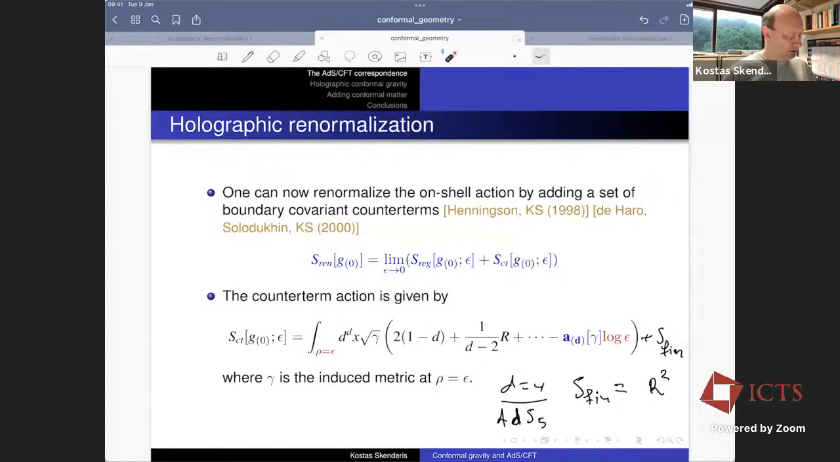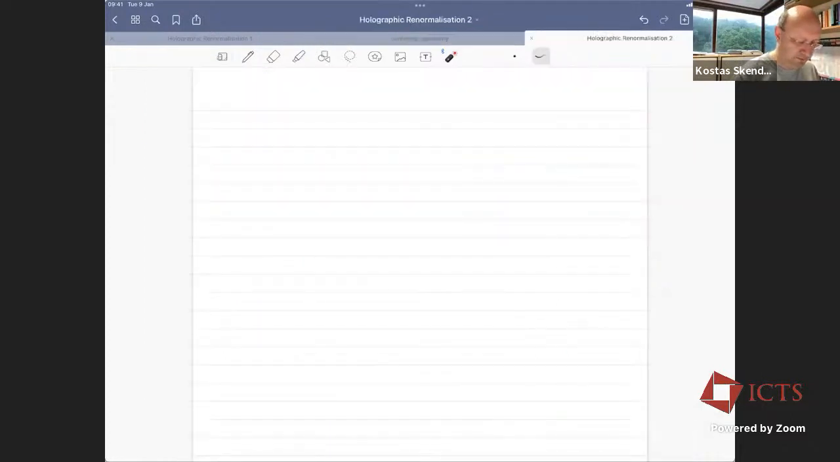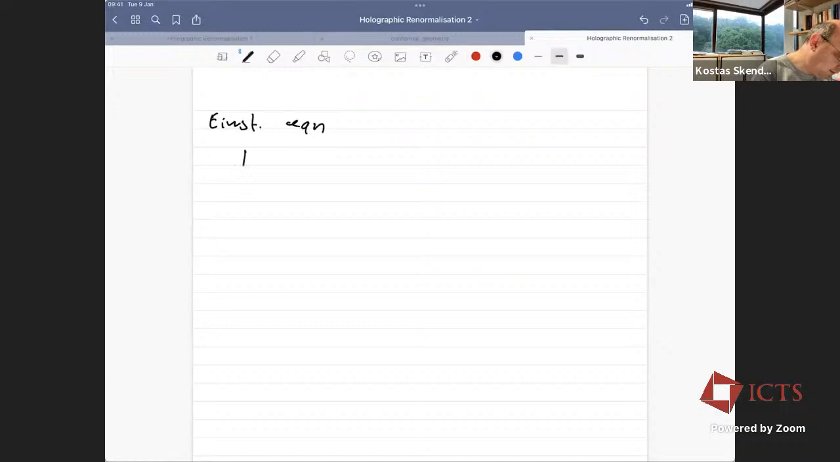Any other question? Okay, so maybe we move here. Yesterday we were discussing this radial Hamiltonian formulation, and we saw that Einstein's equations in this formulation amount to equations that involve the extrinsic curvature.